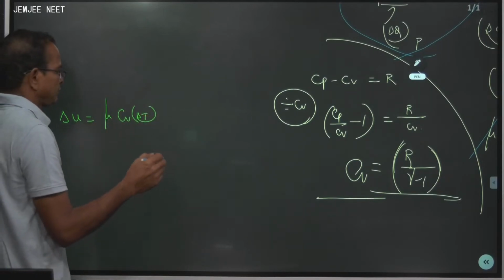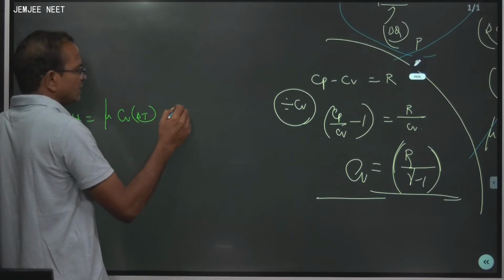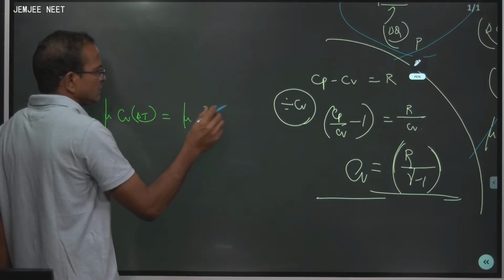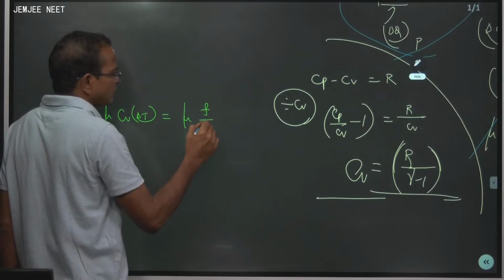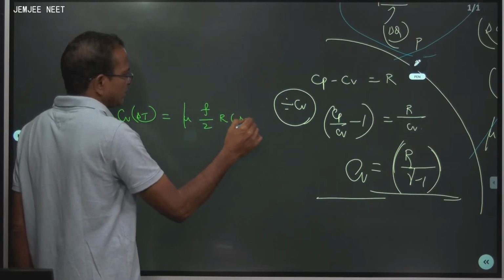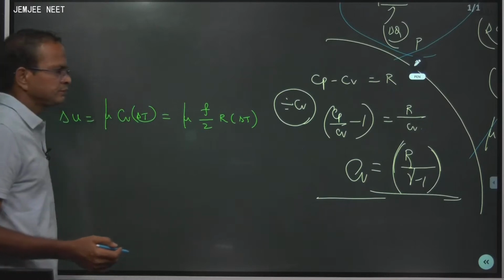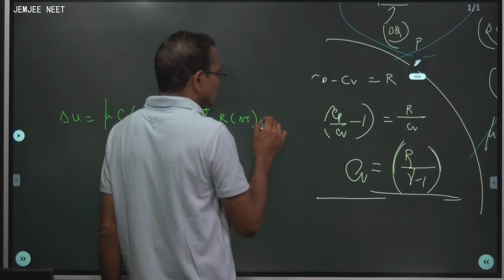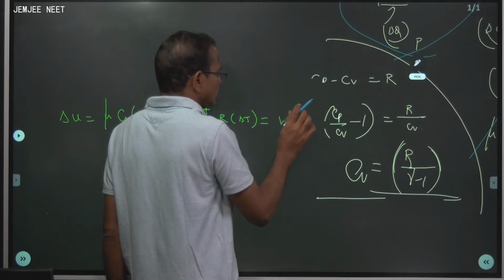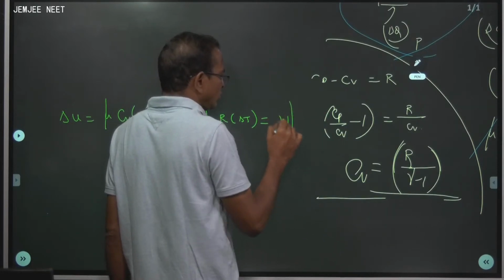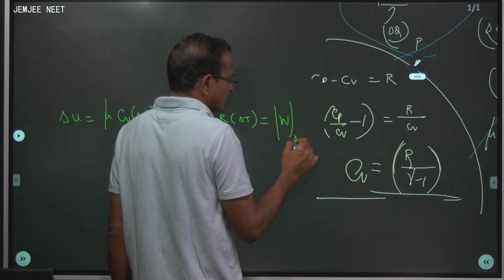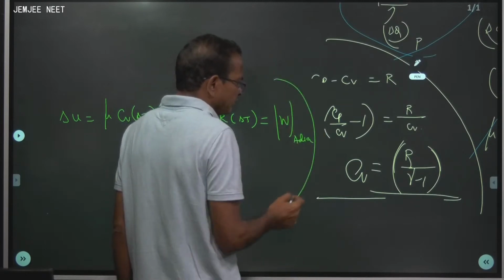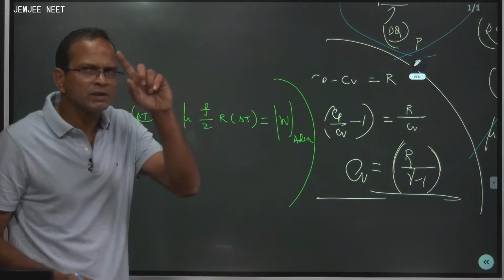Yes. Which is nothing but mu times 3 by 2, or F by 2, R delta T. You agree with me? Yes. This is also called work done modulus in adiabatic. You agree with me? Go back to work done in adiabatic.